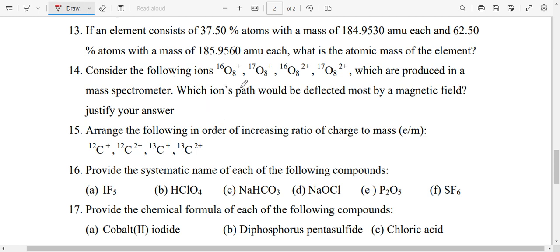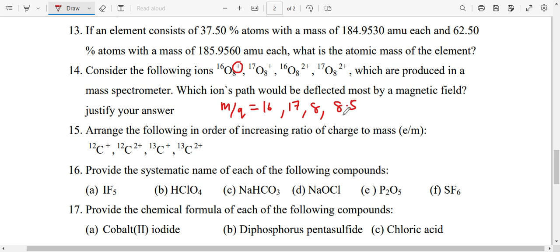Let's go to question number 14. Consider the following ions of oxygen, which are produced in a mass spectrometer. Which ion's path would be deflected most by a magnetic field? Justify your answer. To see which one is going to be deflected the most, we need to find the mass to charge ratio. For the first one, the charge is 1, the mass is 16, so 16 over 1 is 16. The next one, 17 over 1, is 17. The next, the mass is 16, the charge is 2, so 16 over 2 gives us 8. The next, 17 over 2, gives us 8.5.